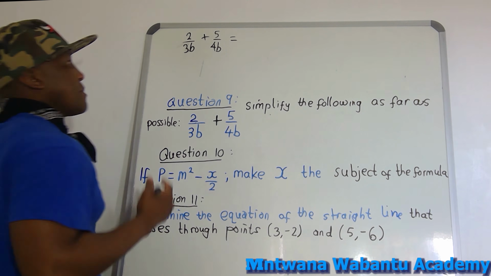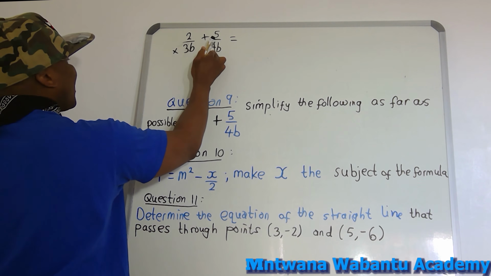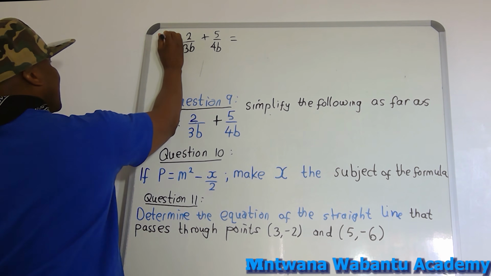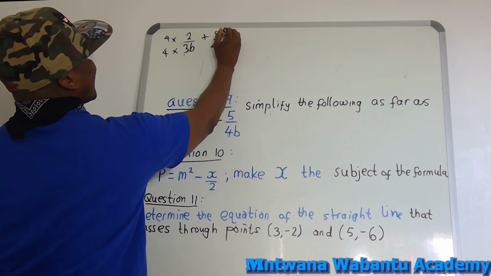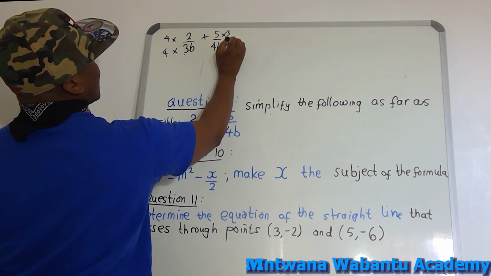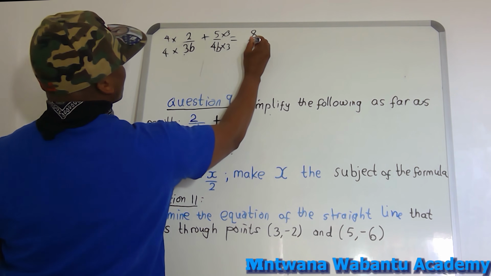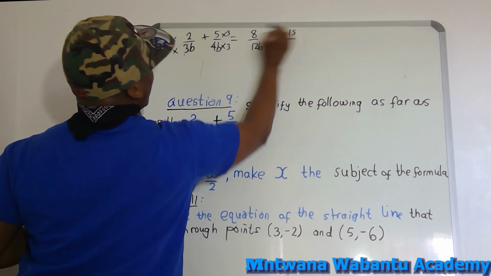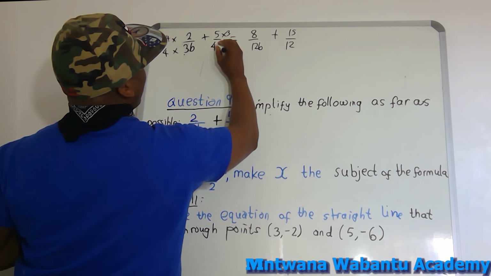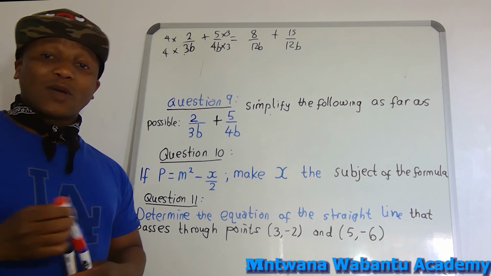So now you think, I'm going to make the denominator the same. You see this 4, I'm going to multiply it top and bottom. And this 3, multiply here top and bottom. So 4 times 2 equals 8 over 4 times 3 equals 12b. And then here we have plus 5 times 3 equals 15, and 4 times 3 equals 12, but there's a b. Now you see the denominator is the same.